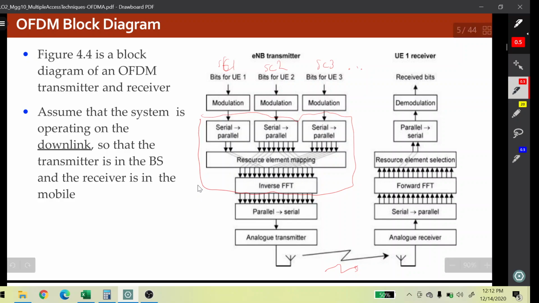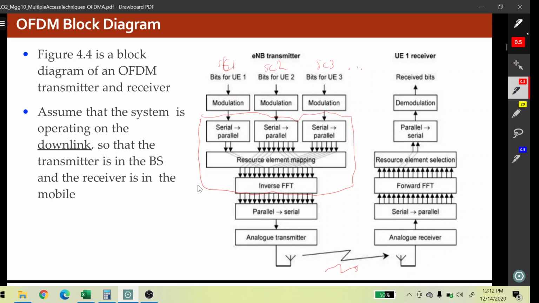And the process in the receiver is the inverse of the previous process in the transmitter. The first one is this, it goes to the serial to parallel and then goes to the forward FFT, which is the inverse of the inverse FFT. And then it goes to the resource element selection. It chooses the resource element according to a particular user, and then goes to the parallel to serial, and then goes to the process of the demodulation.